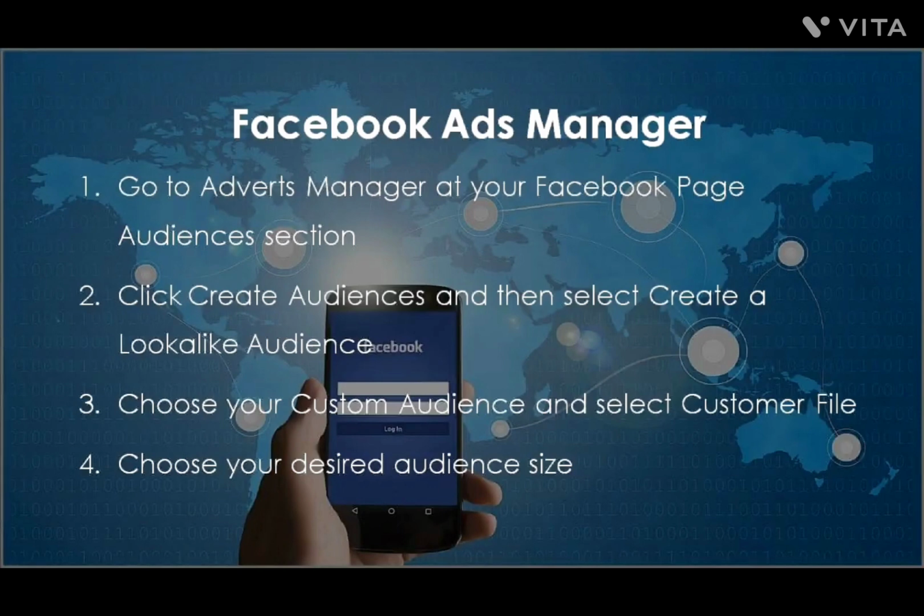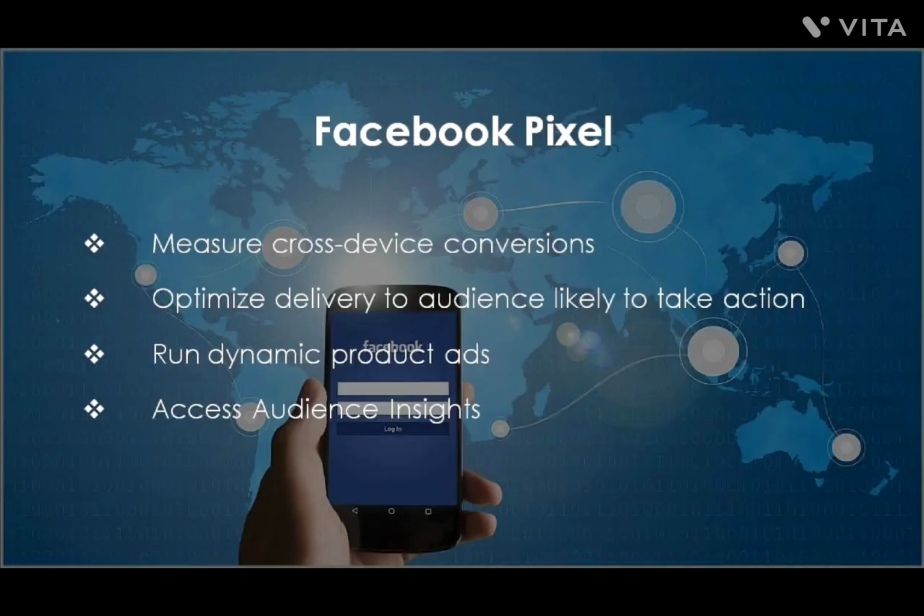In the next section, you're prompted to choose the country where you'd like to find a similar customer base. Finally, choose your desired audience size with the slider and click Create Audience. From here, Facebook will find the people who are most likely to be interested in your product or service. The next strategy is utilizing retargeting on your Facebook advertising campaigns with Facebook Pixel.